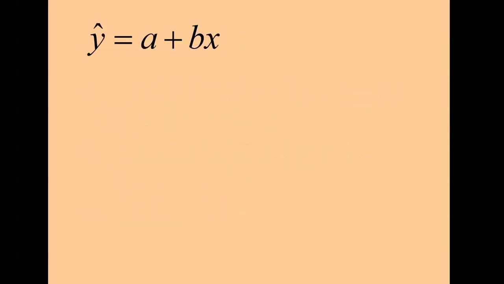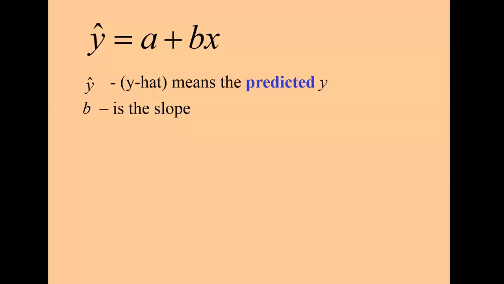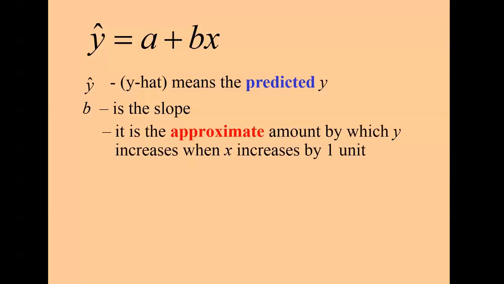We typically use this equation of Y hat equals a plus bx. Y hat is an actual symbol, and it represents the predicted y, the predicted value of it. And you do need to make sure the hat is there. B we refer to as the slope.